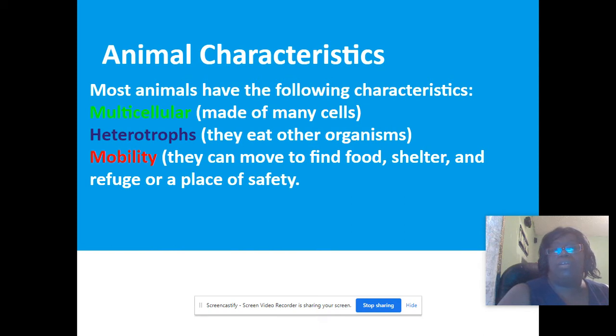So, animal characteristics. Most animals have the following characteristics. They're multicellular, meaning they're made up of many cells. Heterotrophic, or heterotrophs, meaning they eat other organisms. And they're mobile, or have mobility, meaning they can move to find food, shelter, and refuge, or a place of safety.